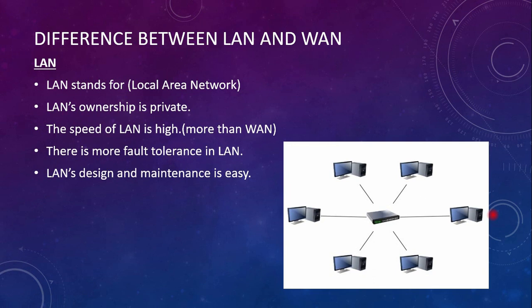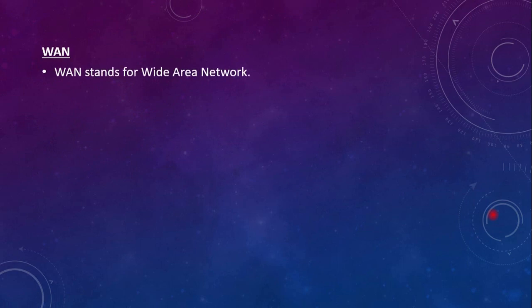Now let's talk about WAN. WAN stands for Wide Area Network, where LAN stands for Local Area Network. Local means you're just in your surroundings. Talking about WAN, it is a very large area. It might be from state to state or different countries also.